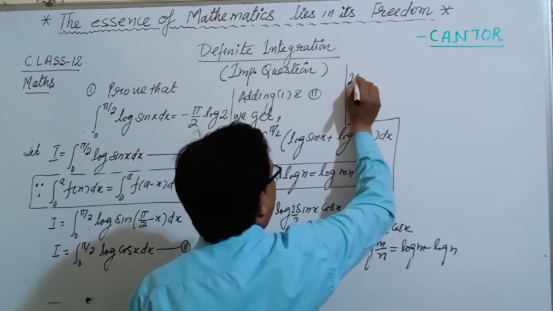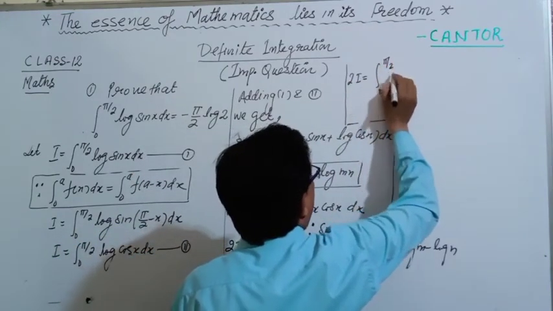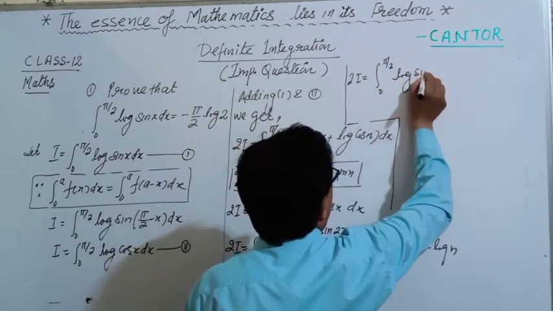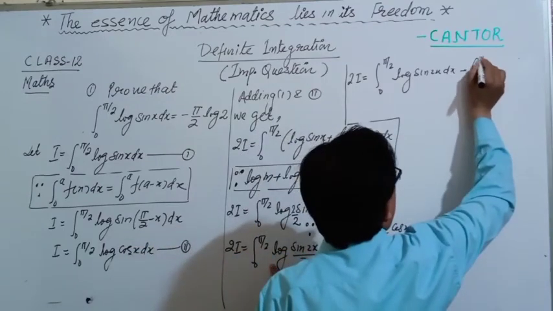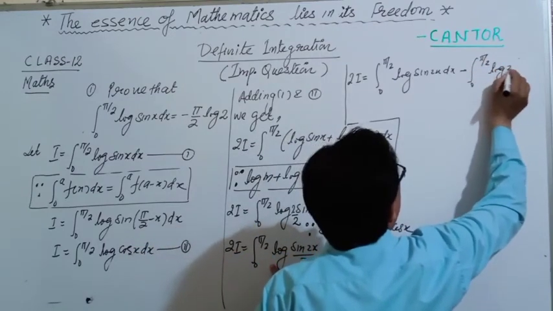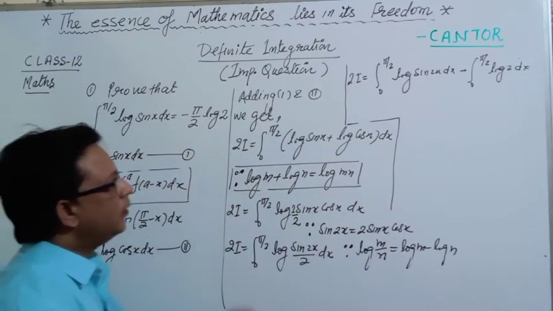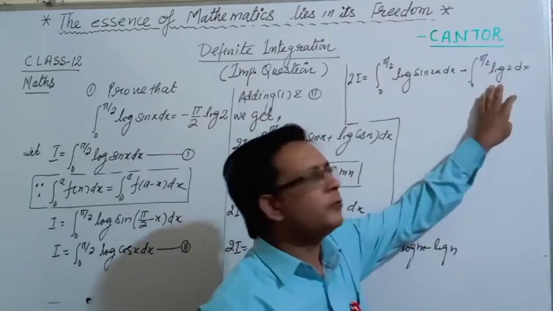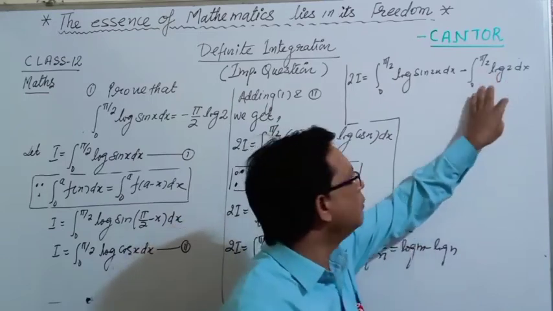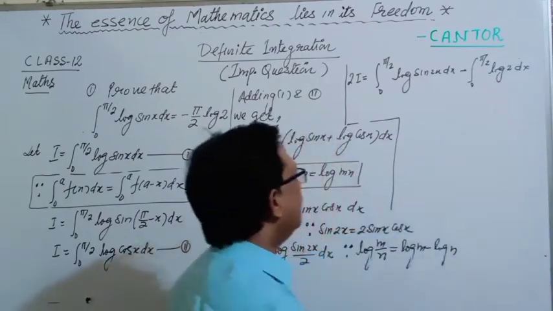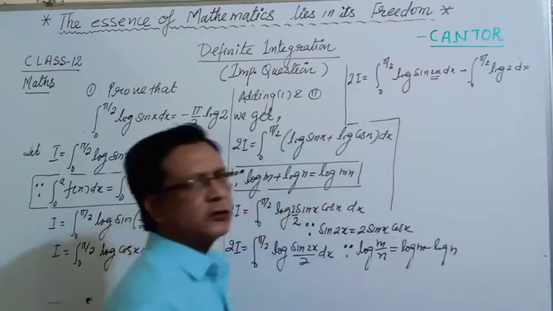So 2I is equal to the integral from 0 to pi by 2 of log sin 2x dx minus the integral from 0 to pi by 2 of log 2 dx. Now here, this integral is solved by taking log 2 out of the integral. 1 is left and the integration of 1 is x. So in this portion there is no problem. The problem is here: in place of x, 2x is present.